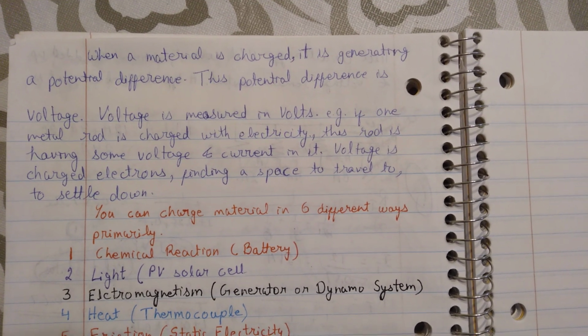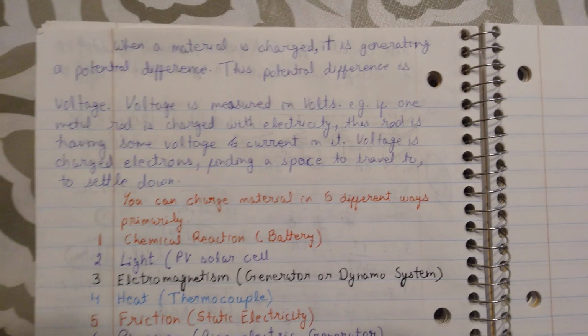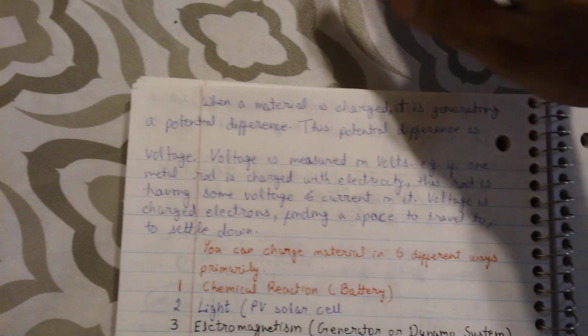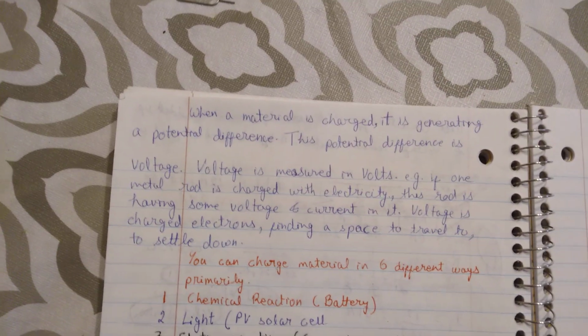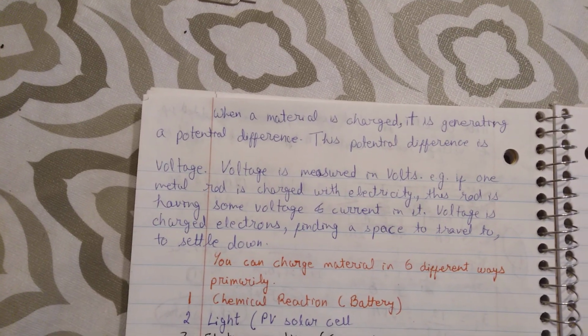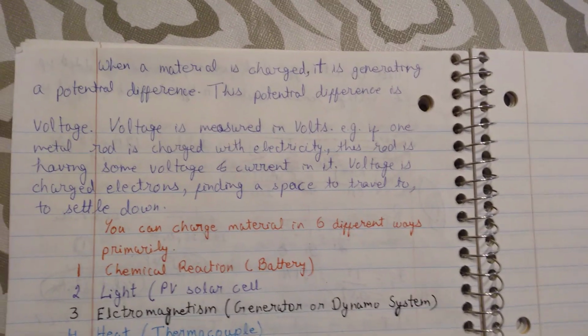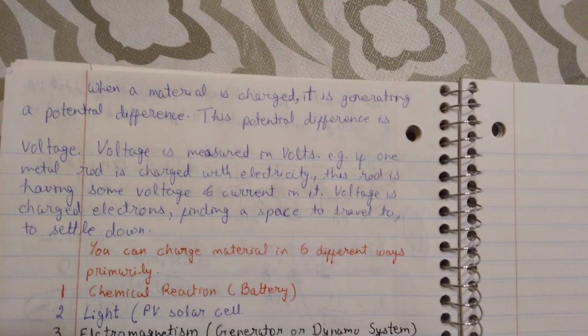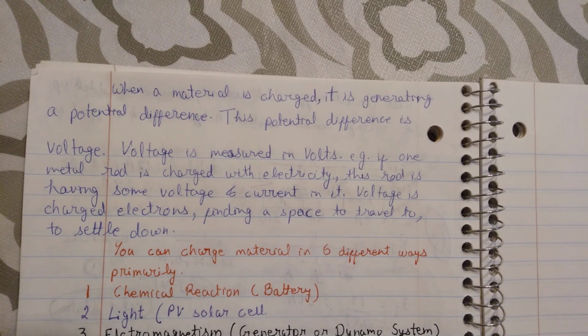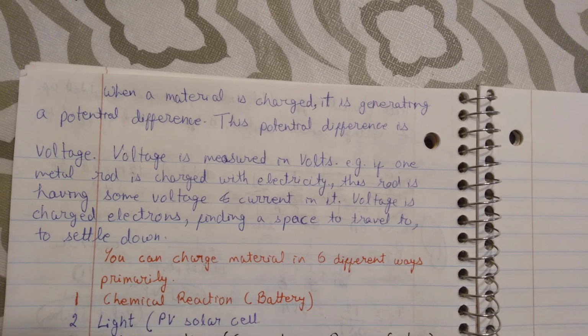Alright, friends, now we are going to see how electricity is being generated, and we are going to start with the basic things first. To be familiar with the basic things: when electricity is being generated, it's the charging of the material.